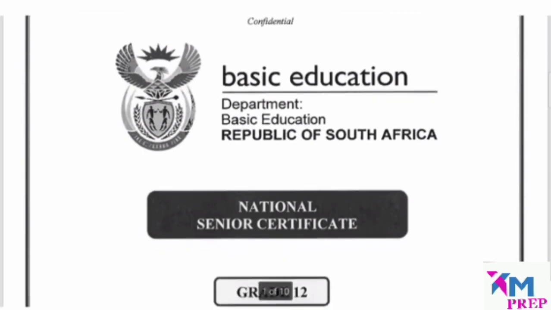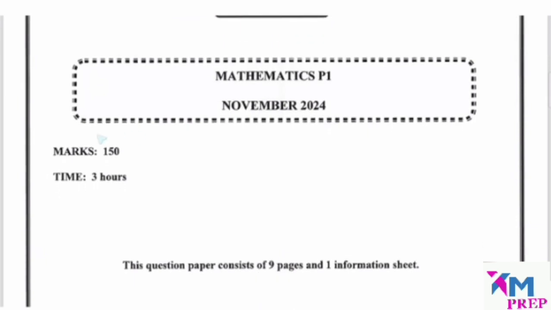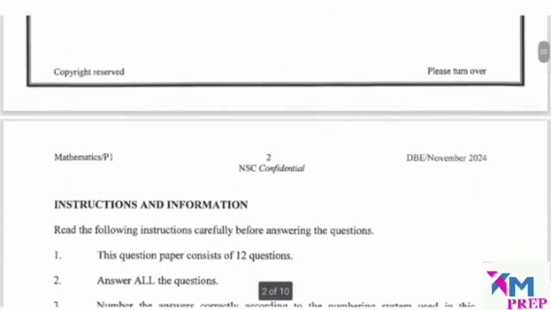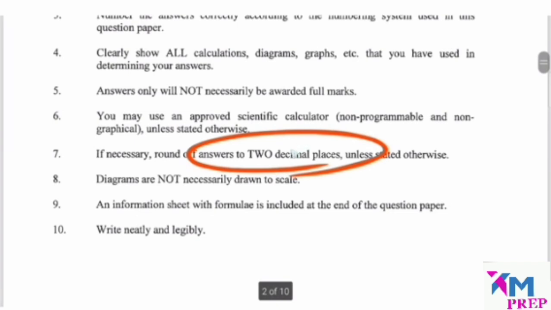In this video, we are going to be working on the grade 12 mathematics paper 1 for November 2024. This paper is worth 150 marks and the time allocated is 3 hours. Remember the instructions, just remember to round off to 2 decimal places unless stated.